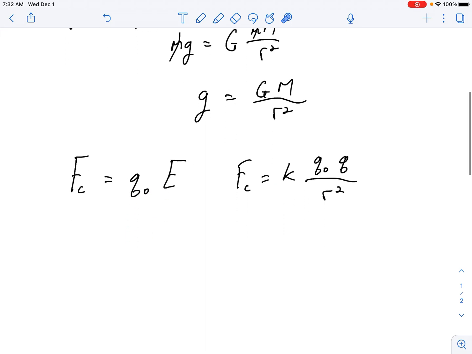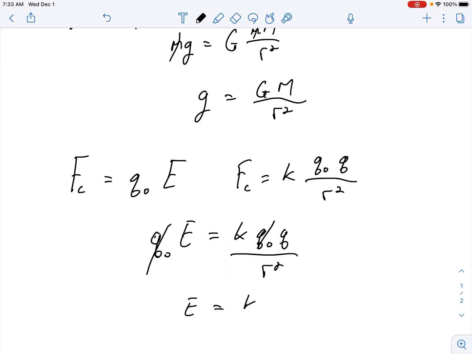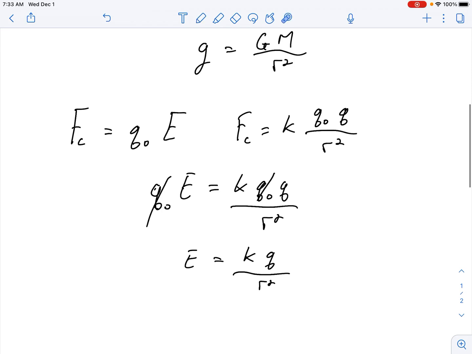If we equate these two equations, we notice the charge feeling the effect cancels out, and the strength of the electric field is only dependent upon the charge that's creating that electric field. So the charge that's feeling the effect of some force does not affect the strength of the field that's generated.